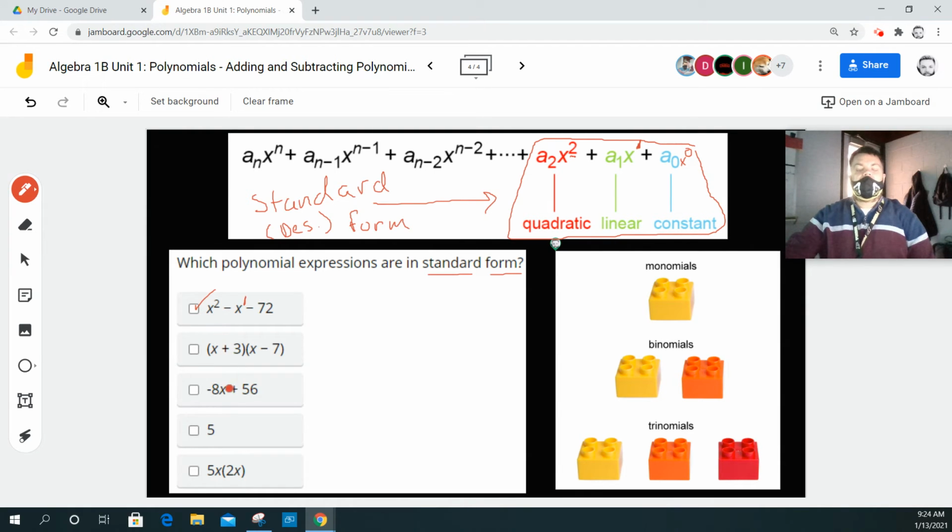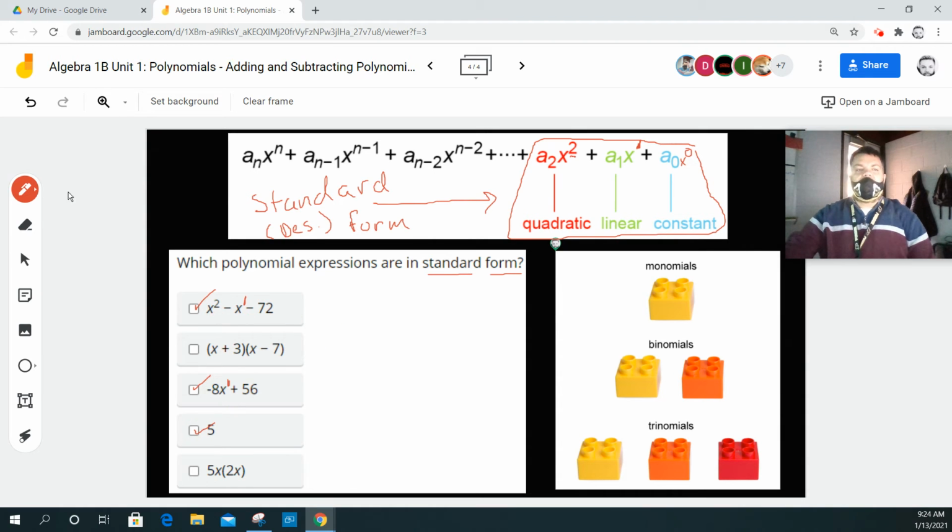Okay. Now what about this one? I have x to the first power plus x to the 0 power. Guess what? That's also written in standard form. And when you see a constant all by itself, that too is written in standard form.